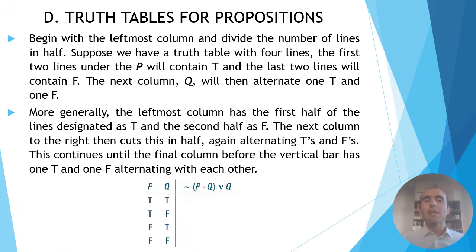For example, let's read this truth table. First, we have the simple statements P and Q, and then we have the formula. The first column divides T's and F's, and the last column, the second column for Q, alternates T and then an F.